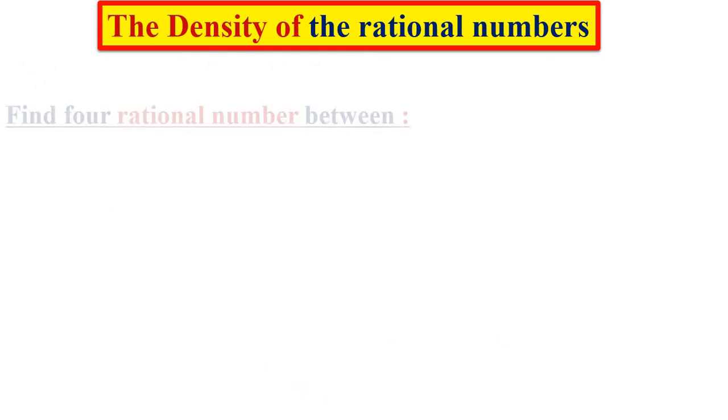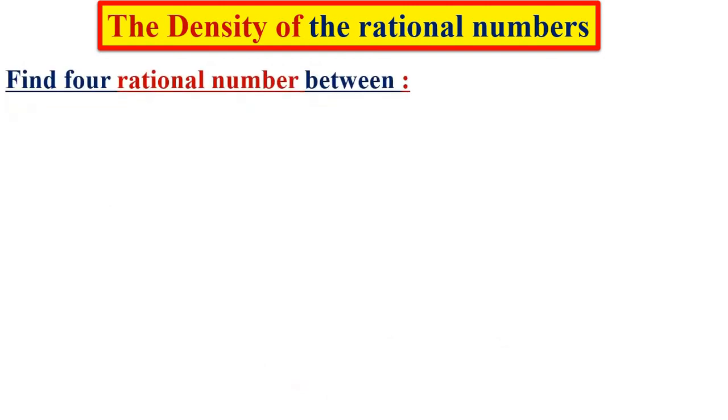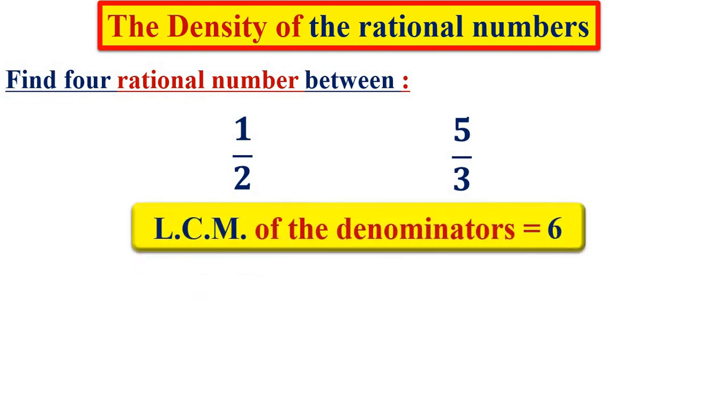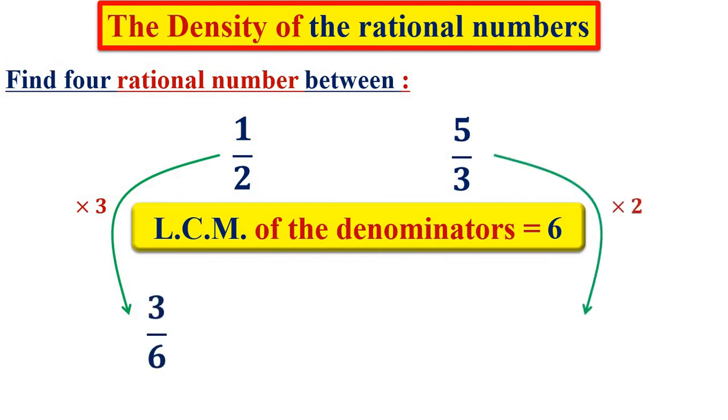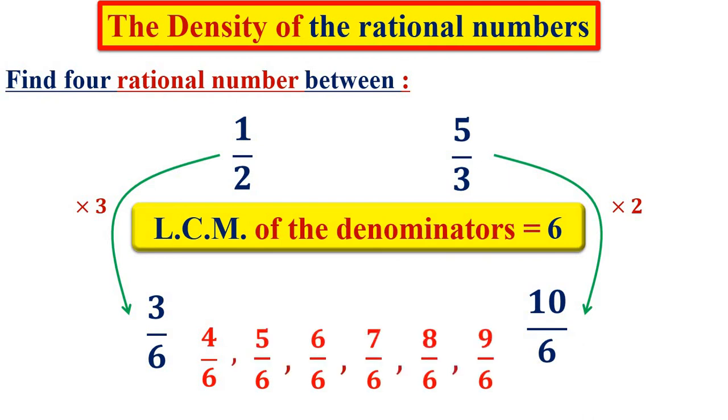For example, find 4 rational numbers between 1 over 2 and 5 over 3. First, we take the LCM of the denominators. It will be 6. So we multiply up and down by 3. Very good. It will be 3 over 6, and the other one by 2. It will be 10 over 6. So between 3 over 6 and 10 over 6 we have 4, 5, 6, 7, 8, 9.